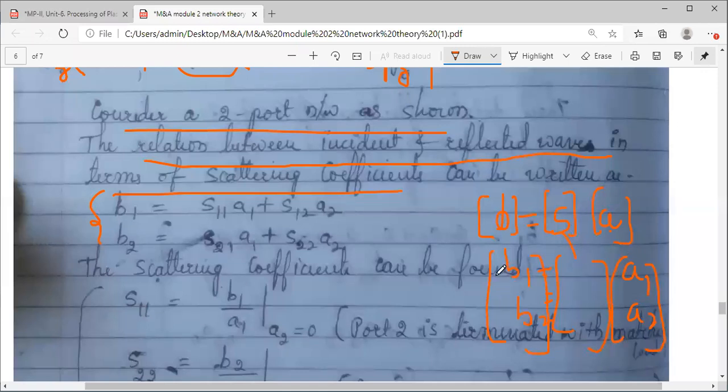And this S is for a two-port, so two ports means 2 cross 2. So S11, S12, S21, S22. So this is your matrix. If you multiply rows into columns, you will get these two equations. This is how we get the equations for a two-port network, B1 and B2 is equal to. Now from this, we will go for different losses.